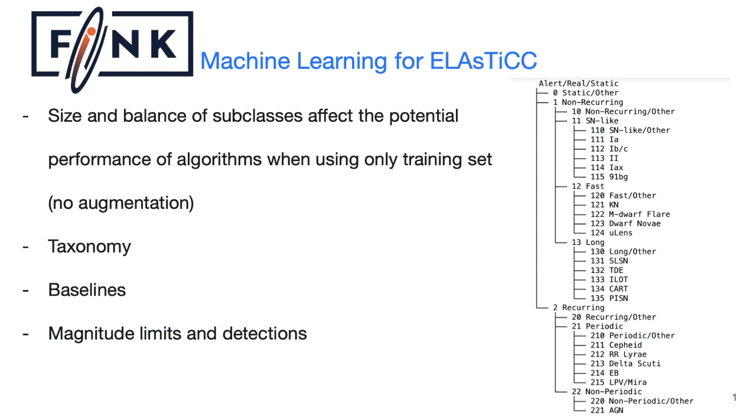Can we perform competitively? Because it's well known that some algorithms will perform better with very large data sets because they don't get feature extraction, like recurrent neural networks. But if you get a random forest with a feature extraction, like a fit over the light curve, then you can get better performances with a smaller training set. So you need to balance all that when you're working with a broker.